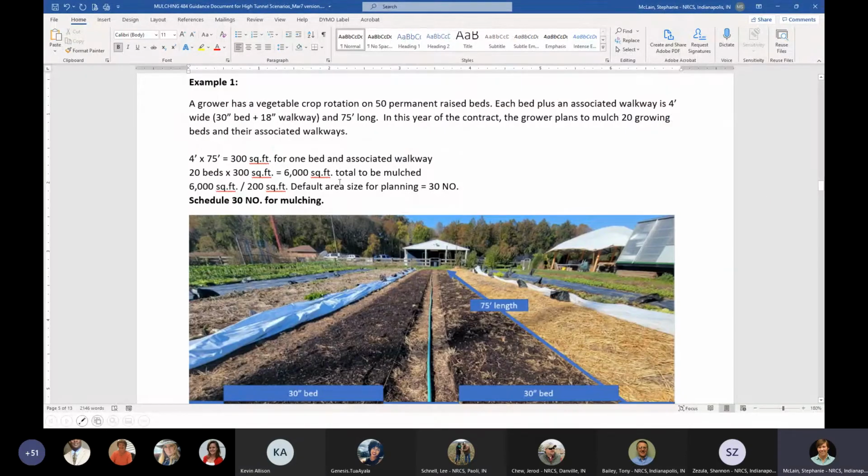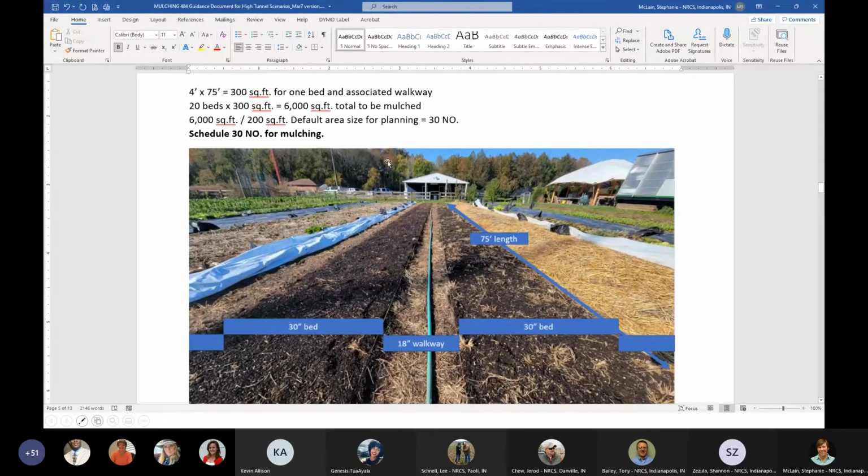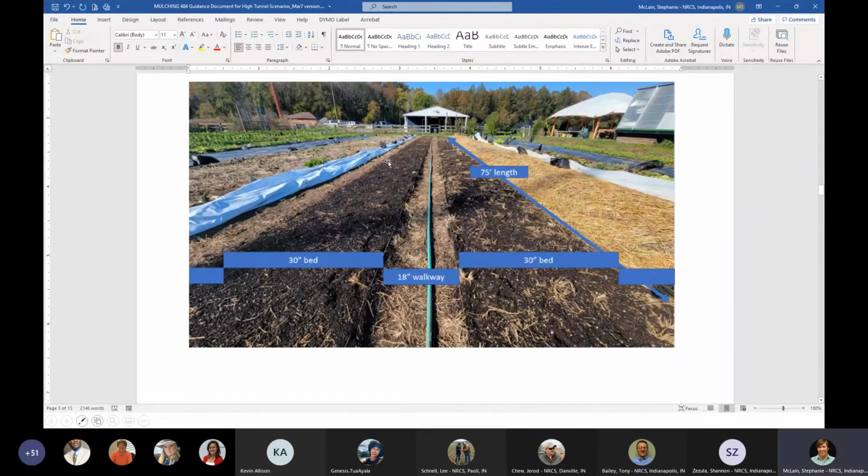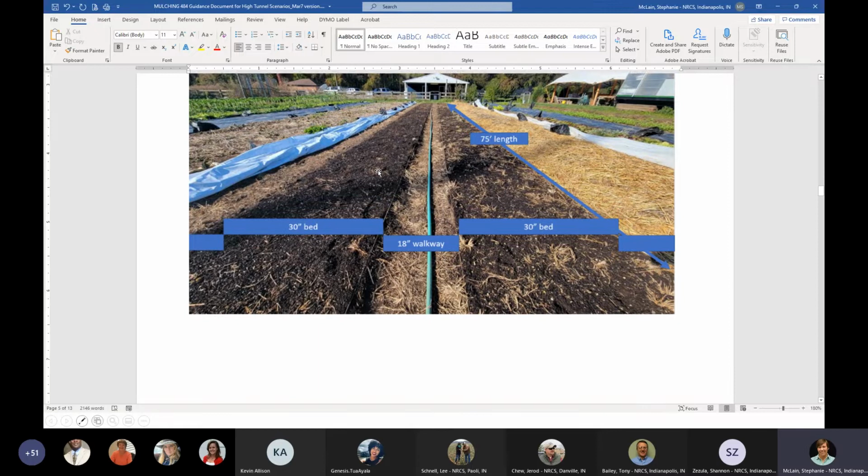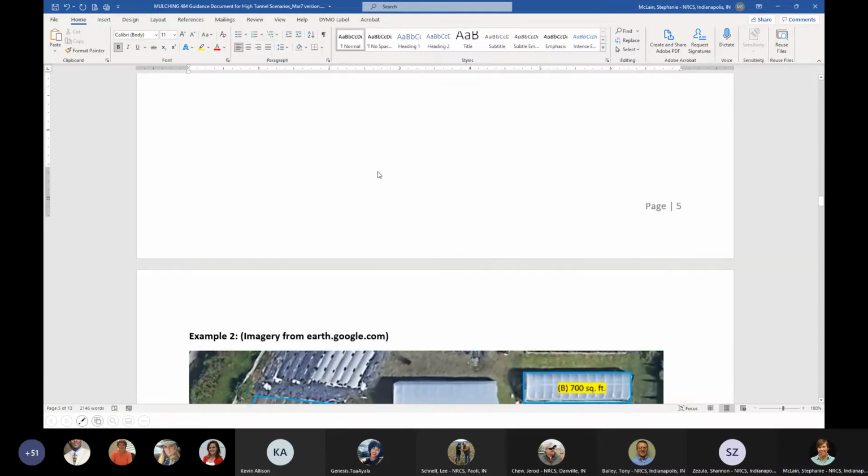So again, when Kevin was talking about that 4 foot wide bed width, that's a 30-inch bed and the 18-inch walkway, which equals how we got to that 4 feet. And then the standard length of those beds was 75 feet long. I really think this picture frames a lot of this discussion. It helps you visualize really well what's going to be happening out there.